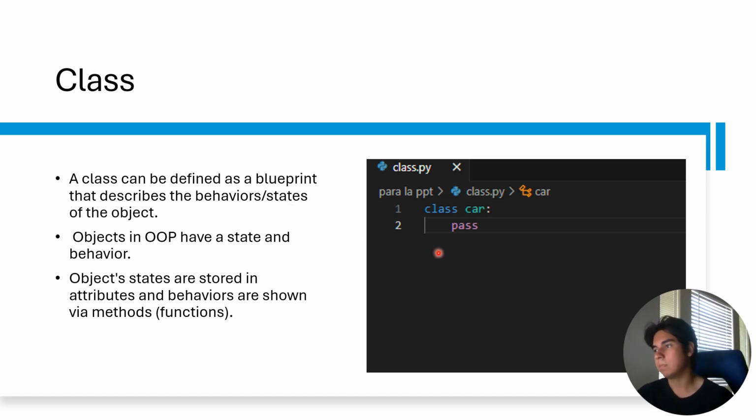Again, how to do classes? You just write class and then the name of the class. In this case, we have pass because we're still not going to use it, but it's already set there.